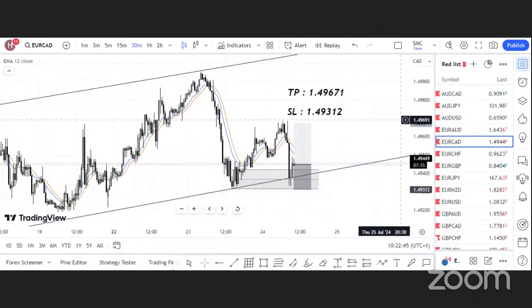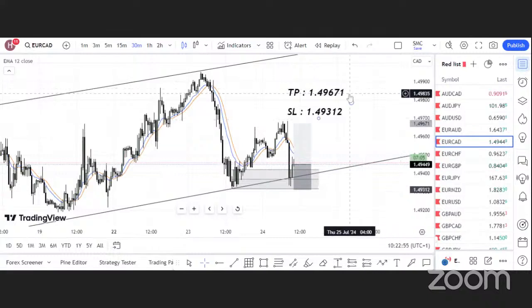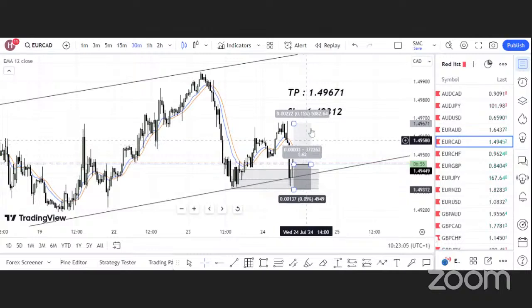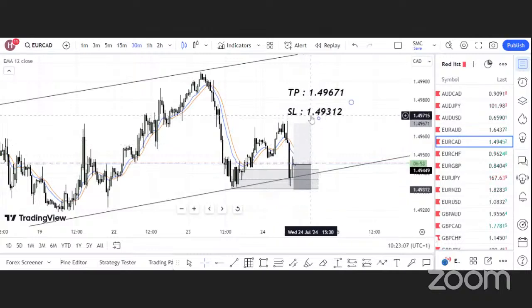So I believe everyone has opened a buy position. So Euro CAD buy. Make sure you are buying, and then make sure you have your take profit and your stop loss on. It's very important. I've talked about the take profit and the stop loss multiple times. It's very important you set your take profit and your stop loss.